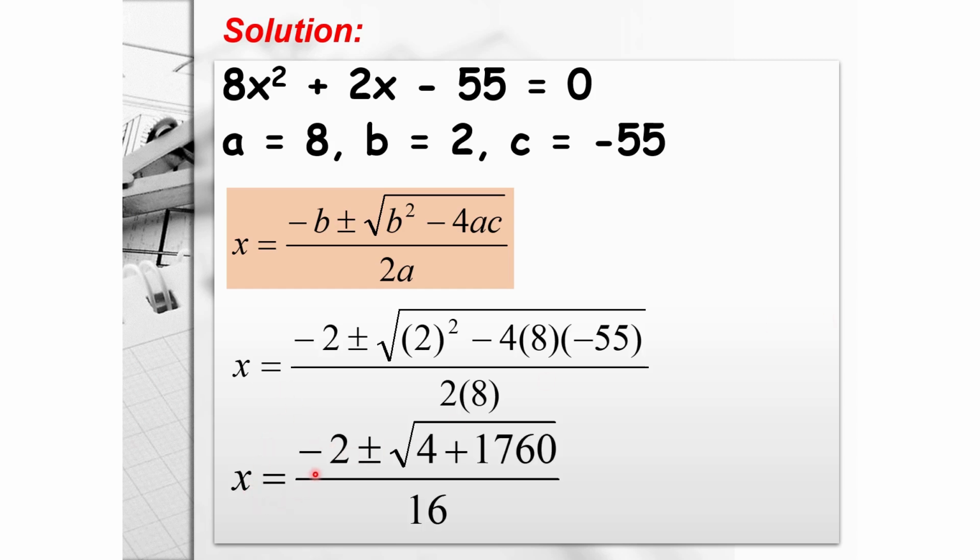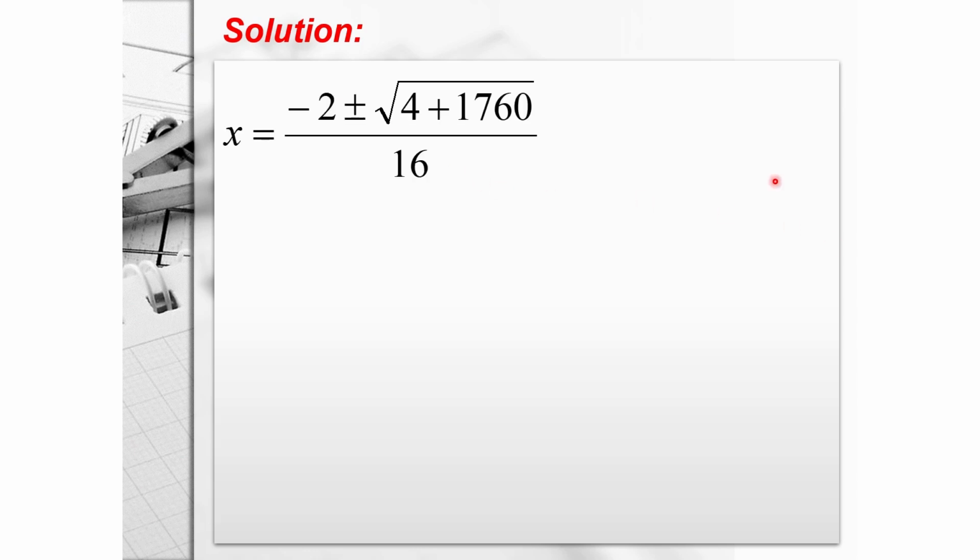Then, x equals negative 2 plus minus square root of, the value of 2 squared is 4. And then, you have to multiply these three numbers. Negative 4 times 8 is negative 32. Negative 32 times negative 55 is positive 1,760. All over 2 times 8 is 16. And then, x equals negative 2 plus minus square root of 4 plus 1,760 all over 16.